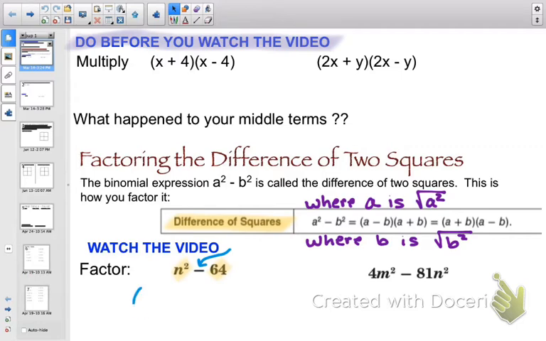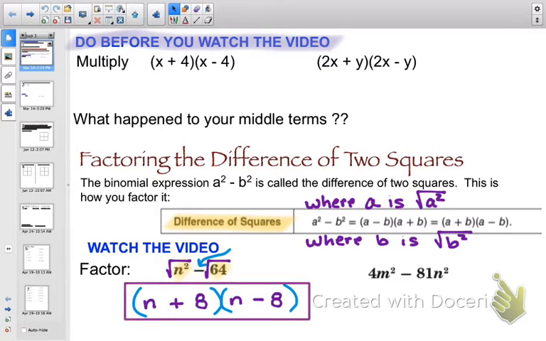So if we make our double bubble, we take the square root of the first term. The square root of n squared is just going to be n. So that's our first term in both of our parentheses. Then, if we look at the formula, always opposite signs, plus minus. It doesn't matter which one goes first or second. And then we take the square root of that second term. The square root of 64 is 8, so that's going to be the second term in both of the parenthesis sets. That's it. You can always FOIL it back out to double check.